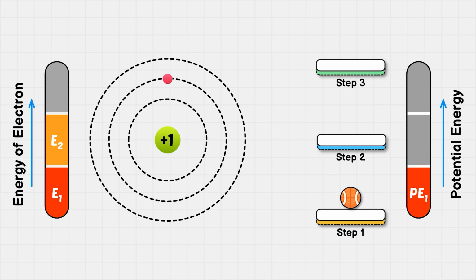Similarly, when an electron jumps from a lower orbit to a higher orbit, it cannot stay there forever. It eventually falls back to a lower orbit. But to return to this lower orbit, it releases a specific amount of energy. This release of energy is what allows the electron to fall back to a lower orbit.